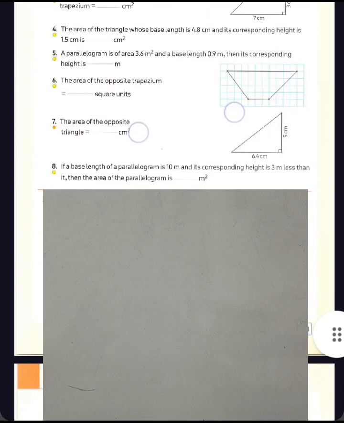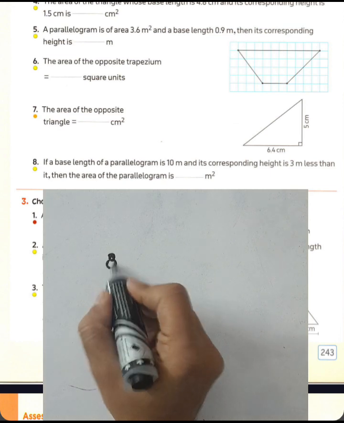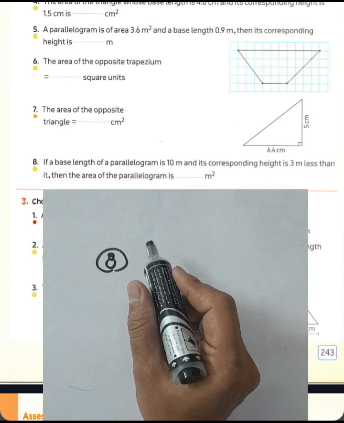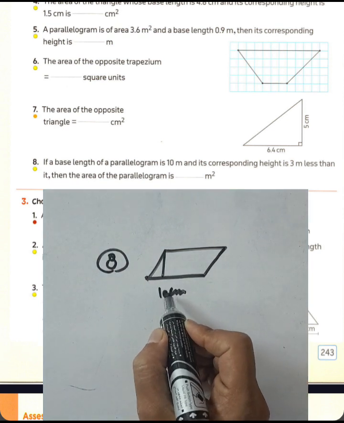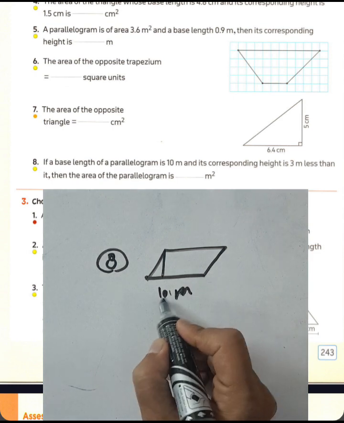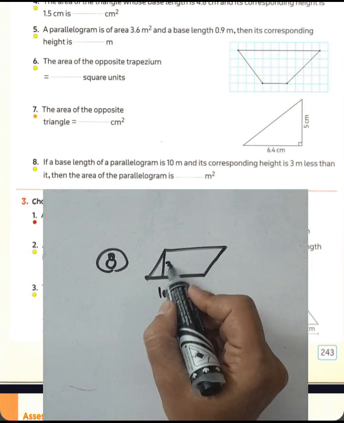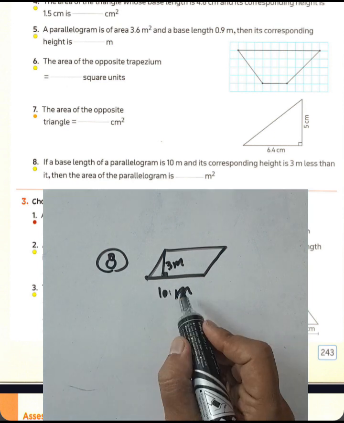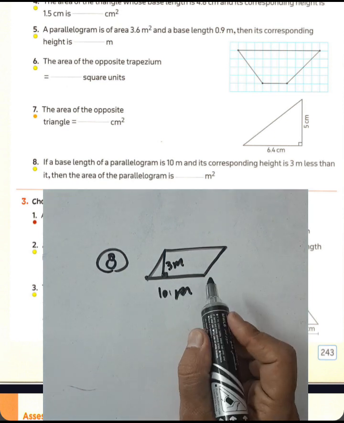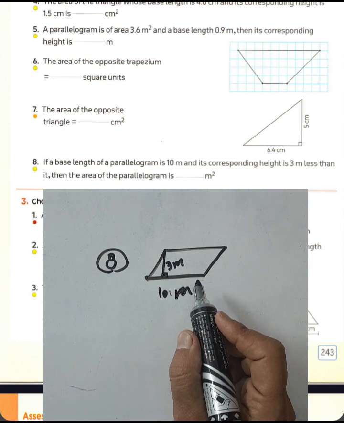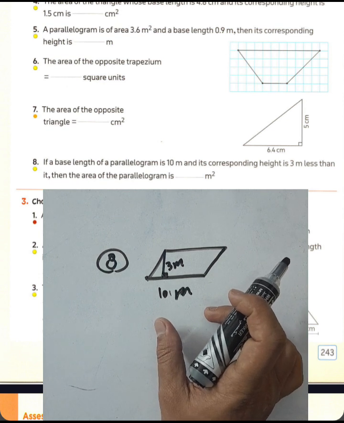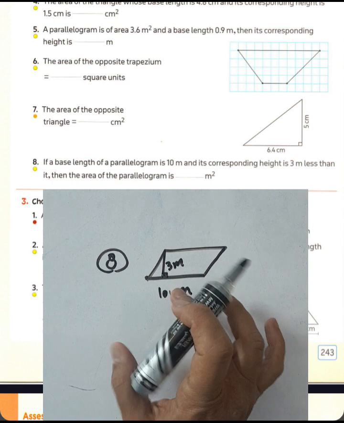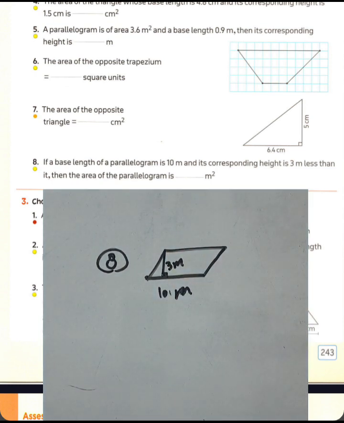Next example, question 8. If the base of a parallelogram is 10 meter, okay, we have a parallelogram here. The base was 10 meter and its corresponding height is 3 meter less than it. Again, if the base of this parallelogram is 10 meter and its corresponding height is 3 less than it, okay, 10 and 3, then the area of the parallelogram will be what?